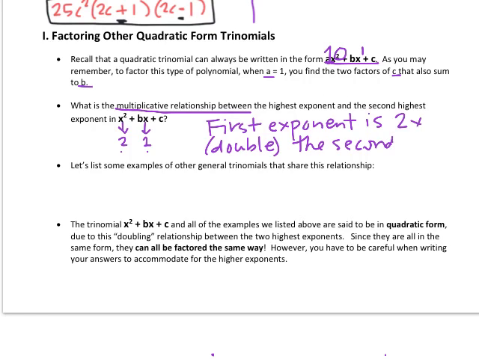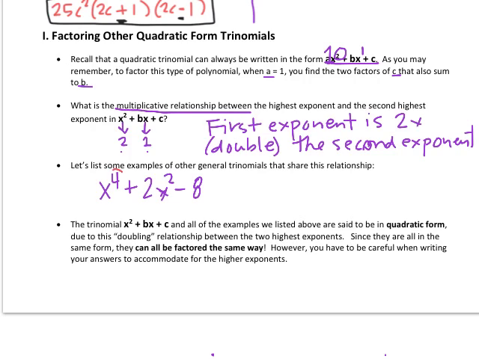Now that's kind of obvious here, but I want to bring up another type of polynomial with different exponents. We're really used to this form, ax squared plus bx plus c, but what about a problem that looks more like this, where we have x to the fourth plus 2x squared minus 8?